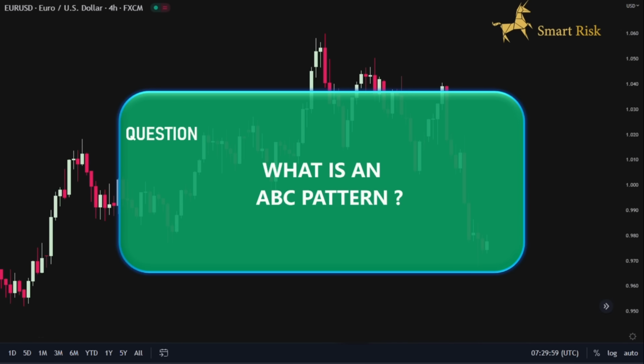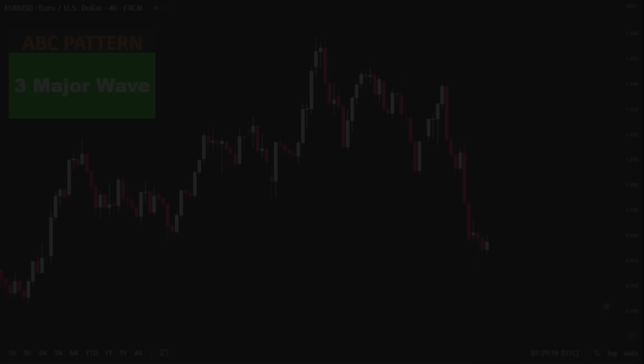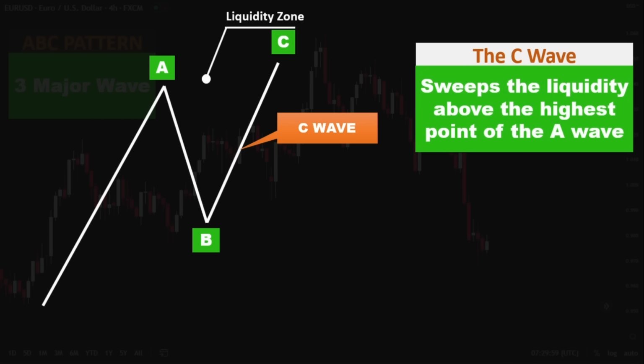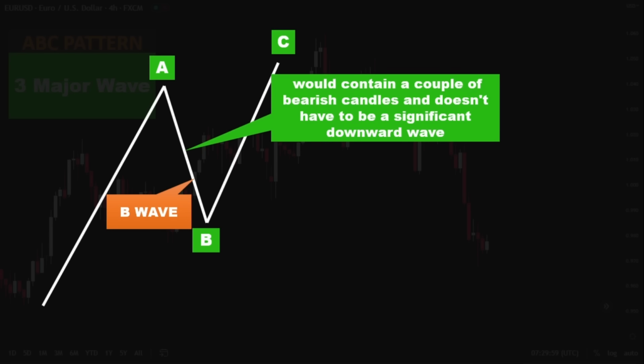So traders, what is an ABC pattern? The ABC pattern is created by three major waves of price. In the bullish scenario, the ABC pattern contains a rally wave upward. Then we have a bearish retracement to the downside. And finally, we have the C wave to the upside. The C wave is a liquidity sweep that sweeps out the liquidity accumulated above the high. The B wave would contain a couple of bearish candles and doesn't have to be a significant downward wave.